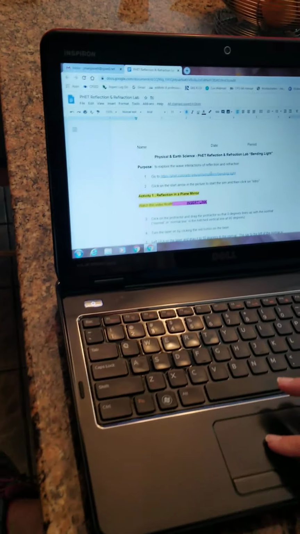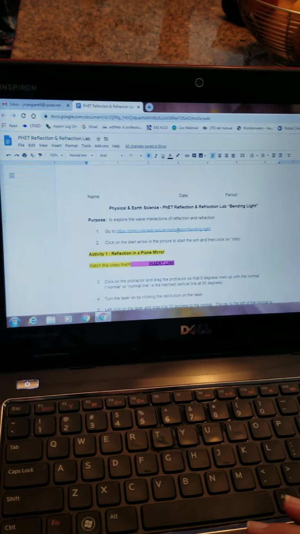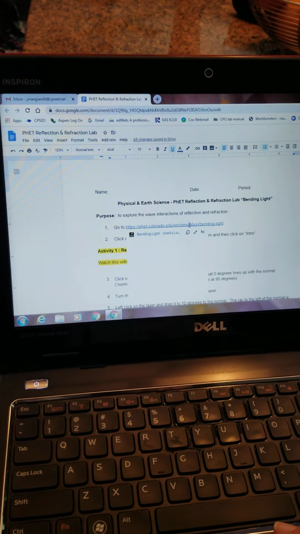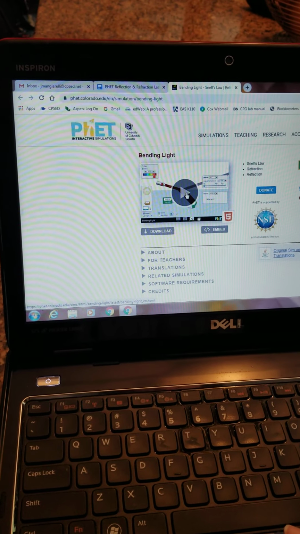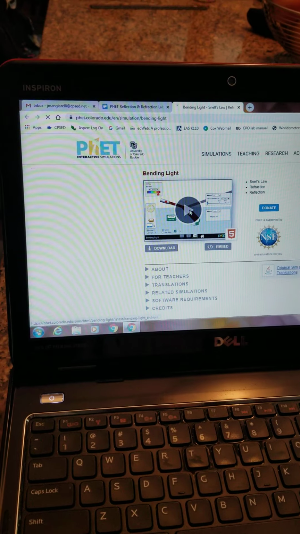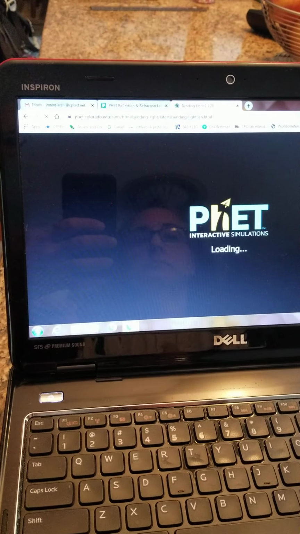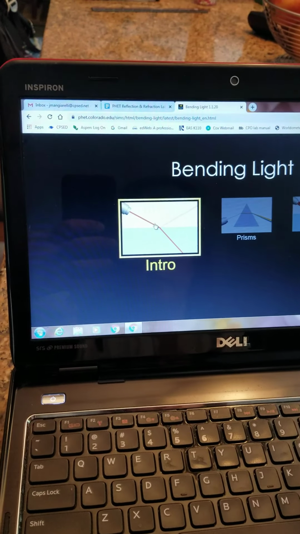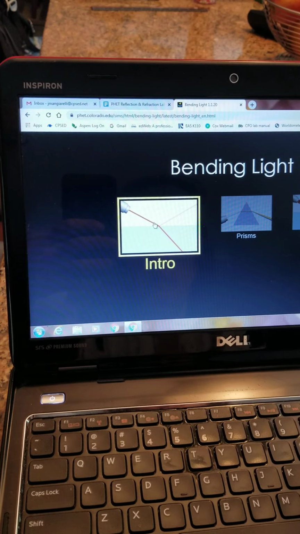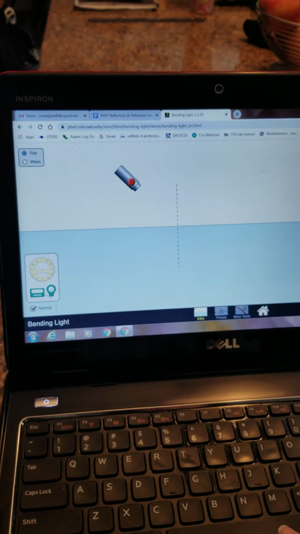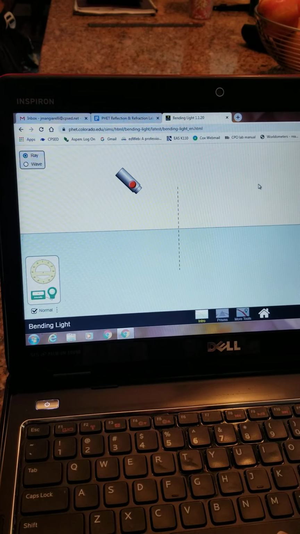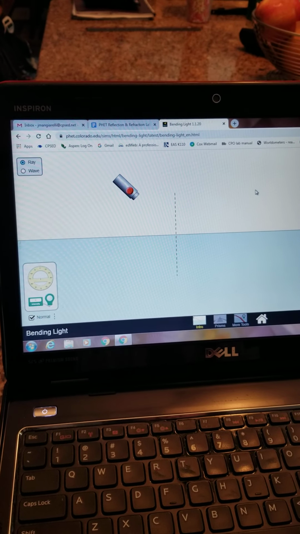First things first, we are going to go to the PhET Colorado site, and there it is. Hit the start button. Then it says, click on the start arrow in the picture to start the sim, and then click intro. Okay, next, we are now on number 3.